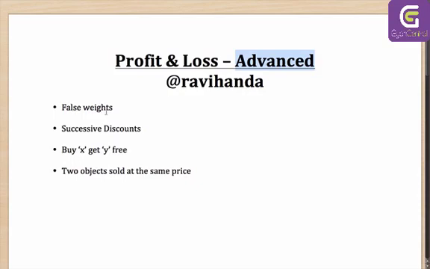Today we'll talk about false weights, how they matter in profit and loss, and successive discounts, that is a 40% discount, then a 50% discount and so on. Another very popular case is, let's say, buy 3 goods and get 2 free. We'll also talk about a special case which comes in handy on some occasions, that is when 2 objects are sold at the same price.